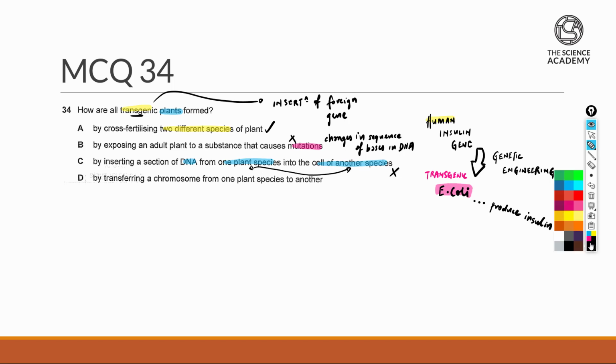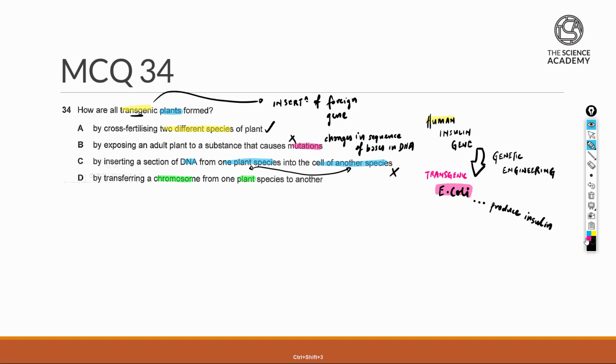And for option D here, we do see the transferring of chromosome from one plant species to another. Now this seems to be a much better answer. The source of the gene does not really matter, but we need to make sure that it terminates over at a plant so that we get a transgenic plant.